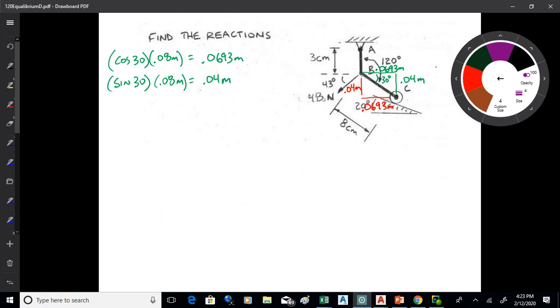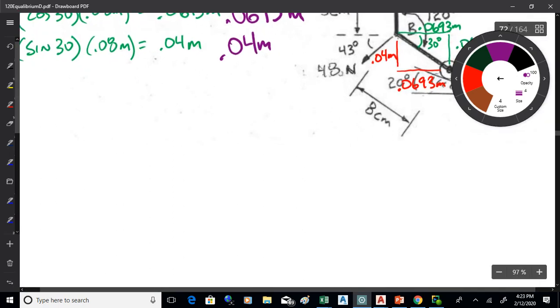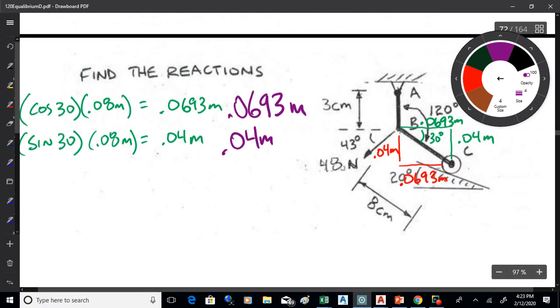Yeah, I went off into meters. I often like to get moments in meters, Newton meters. So that's 0.0693 meters and 0.04 meters. Okay. There we go. We're doing all right with that?